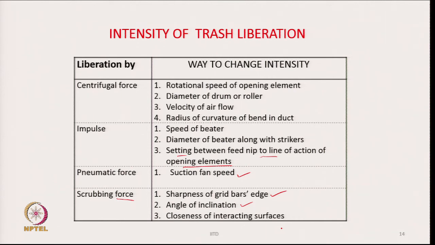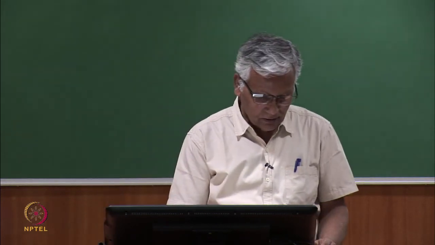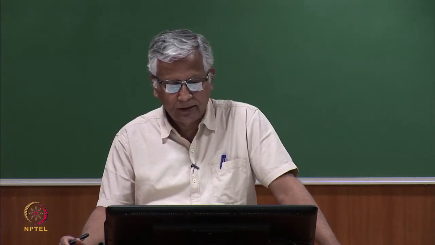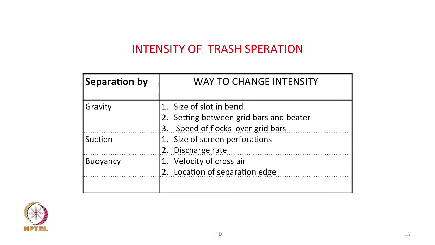we have to understand that the intensity should not be increased to a level where the fibers get damaged. So, we have to also keep in mind that fibers should never get damaged, or if at all they get damaged, it should be as minimal as possible. And if we want to improve the intensity of the separation, what can we do? One is gravity separation. If we think of that, then what matters is the size of the slot, that is the space between the grid bars.